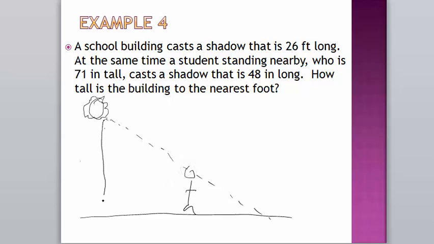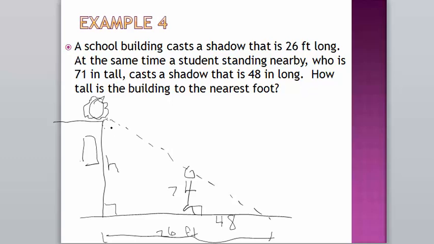You've got the building here. The person is 71. Their shadow is 48. The building, I don't know how tall it is. I didn't climb it. But I know its shadow the whole way across from here all the way to here is 26 feet. Well, once again, we're under the assumption that the building's perpendicular to the ground, the person's standing upright, they're perpendicular. They both share this angle.